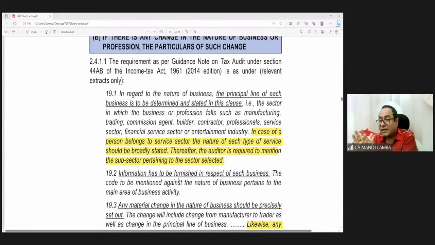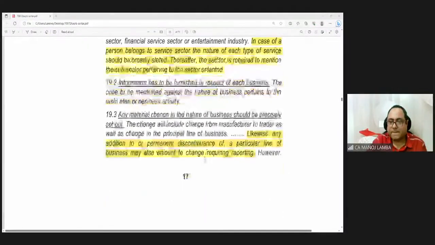In case a person belongs to a service sector, the nature of each type of service should be stated broadly. Therefore, the auditor is required to mention the subsector pertaining to the sector selected. Information has to be furnished in respect of each business. The code is to be mentioned against the nature of business pertaining to the main area of business activity.